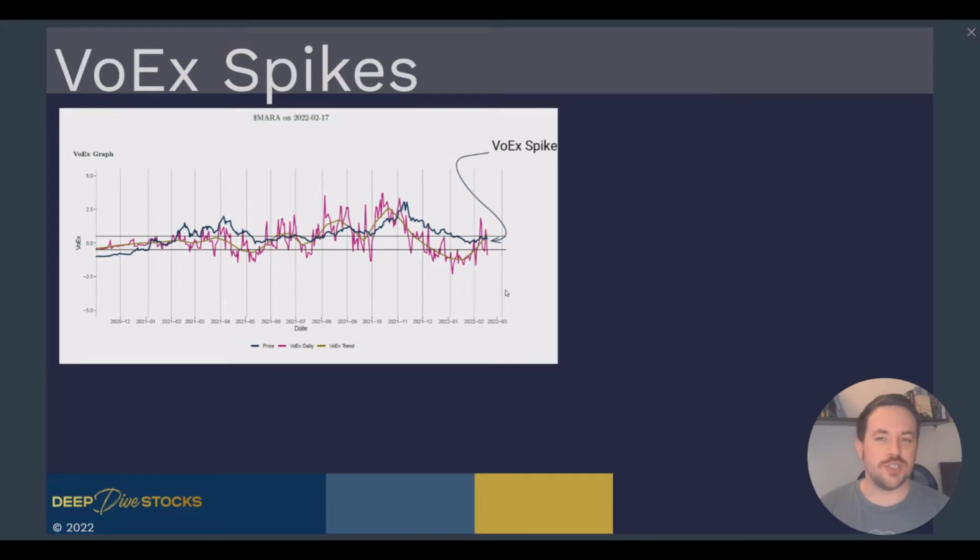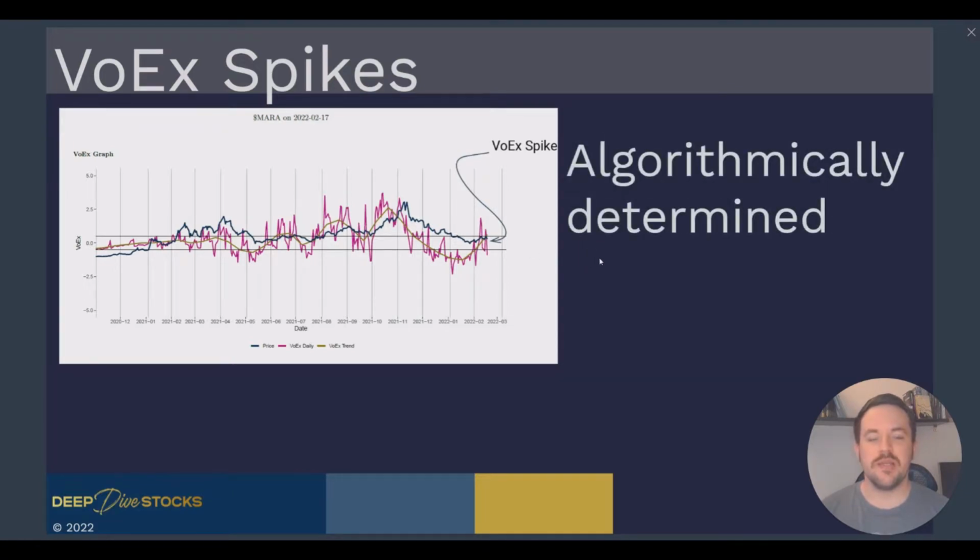So if we look at just a recent example, on the 17th of February of this year, the Deep Dive Stocks algorithms identified a VoEx spike here. And what's interesting is there seems to be a lot of spiky VoEx, but the market scan identified this one as the one that was statistically relevant for future price action, most notably negative price return, as we'll see.